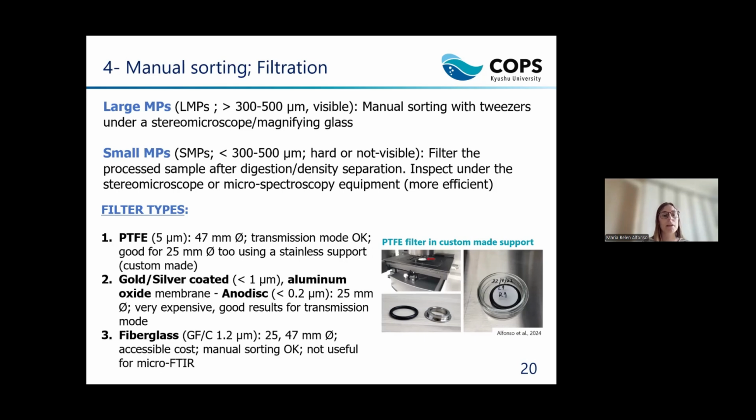And in the case of fiberglass filters, which are the most commonly used for many things in any chemical treatments or laboratory processing, you can find them in 25 or 47 millimeter diameters. It's accessible in cost, and it's good for manual sorting, but not useful for, for example, micro-FTIR in transmission mode. So you need to consider what kind of filter you will use for your final sample before filtering.